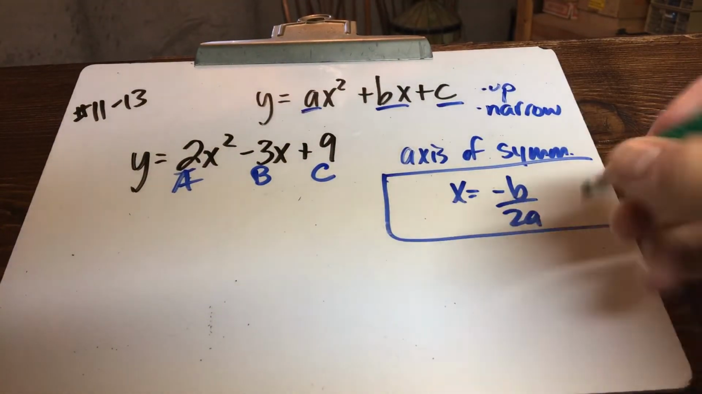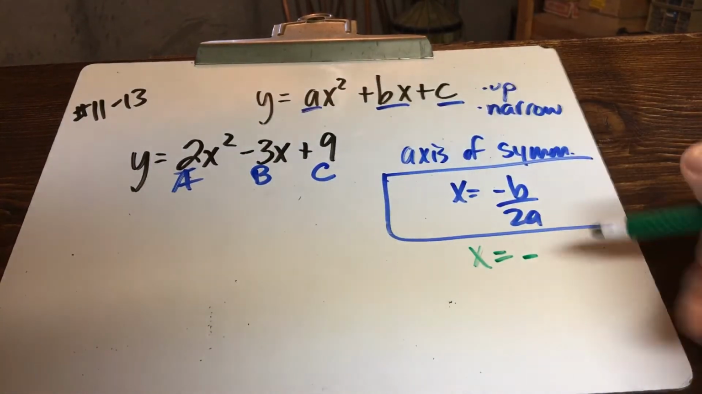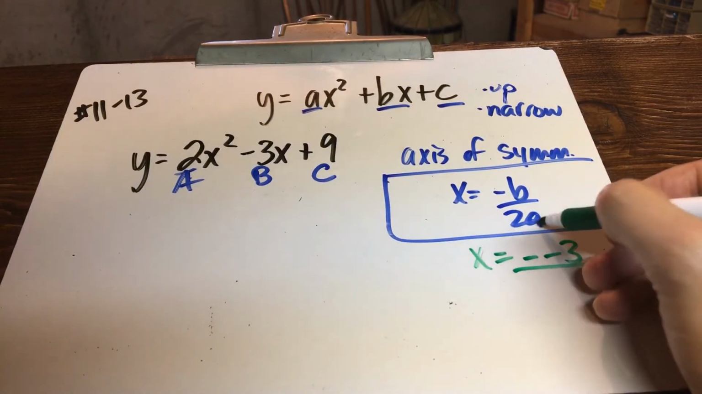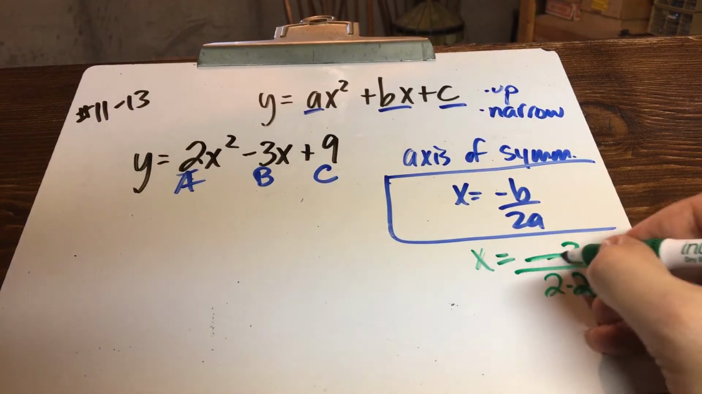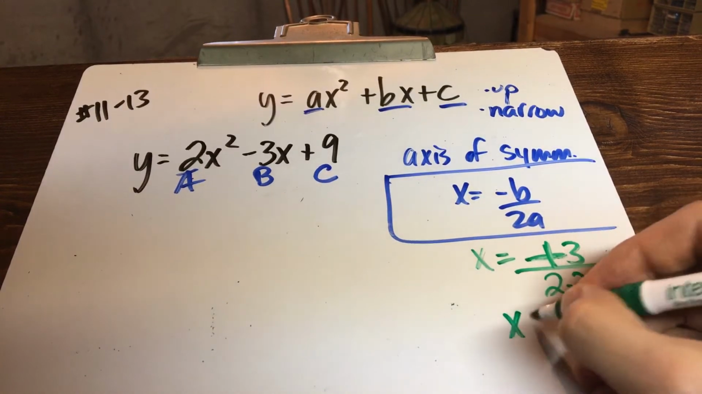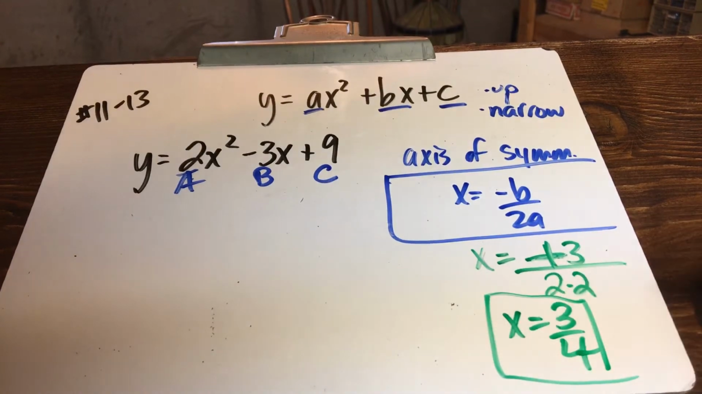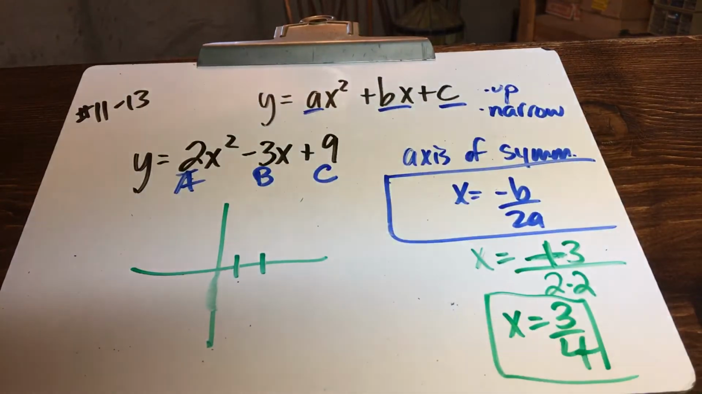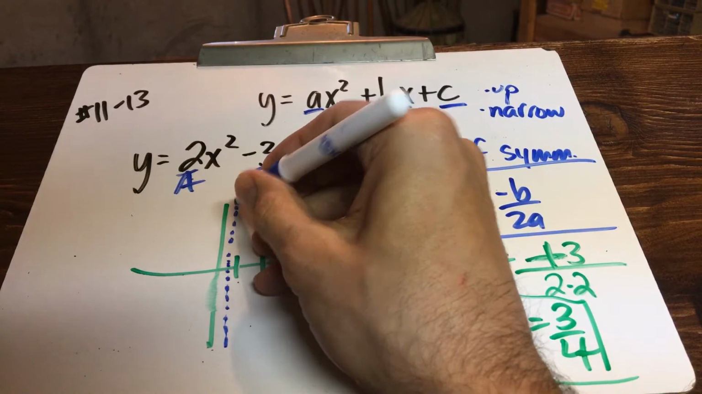And so let's actually work out the axis of symmetry. So I'm going to do -b, -3. And if you remember, negative negative is the same thing as positive. 2 times a, 2 times 2. So I would have 3 over 2 times 2. So on this one, my axis of symmetry is going to be right here at x equals 3/4. And so I know that my graph is going to be right where 3/4 would be. The axis of symmetry is going to be right there.